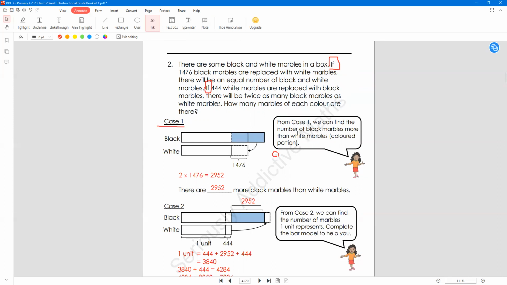If 1,476 black marbles are replaced with white marbles, there will be an equal number of black and white. So the way to draw this first is, they can label black and white, and start by drawing that they are equal after something happened. So get them to draw equal portions first, black and white. So what happened here? If 1,476 black marbles are replaced with white marbles, then they become equal.